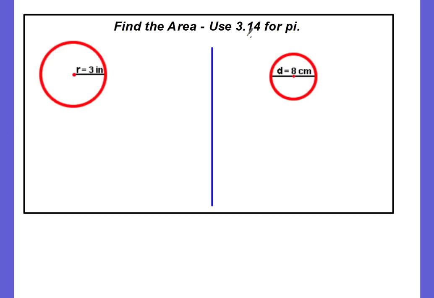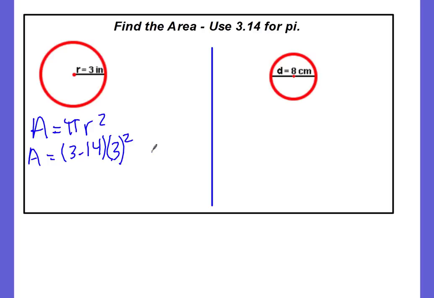Find the area. We're using 3.14 for pi. First thing you want to do is write the formula. Area equals pi r squared. And now let's fill in our values. We're going to write our equation, area equals pi, which we're using 3.14 as the numerical value for pi, times the radius. What is the radius? It's 3, and we have to square it.